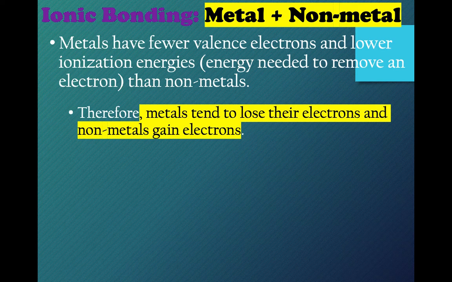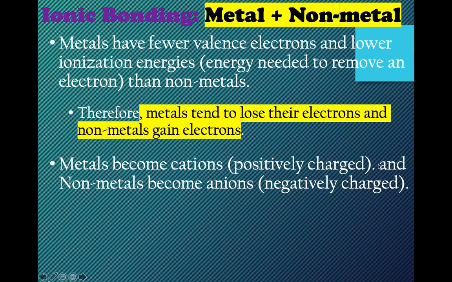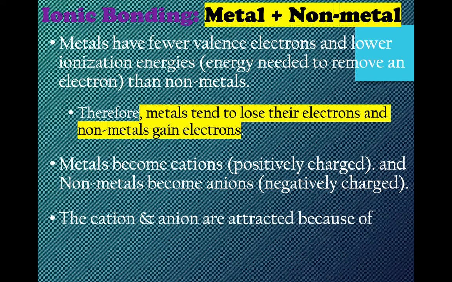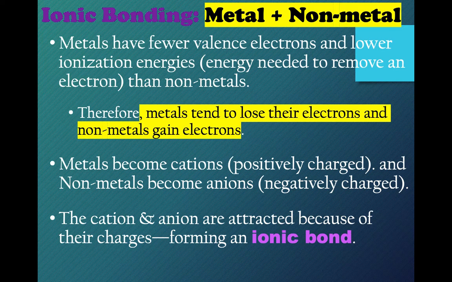So because of this, because metals tend to lose their electrons and non-metals tend to gain electrons, this is typically what happens with ionic bonding. We get this transfer, the metals become positive, non-metals become negative, and then as a result, they stick together to form an ionic bond.